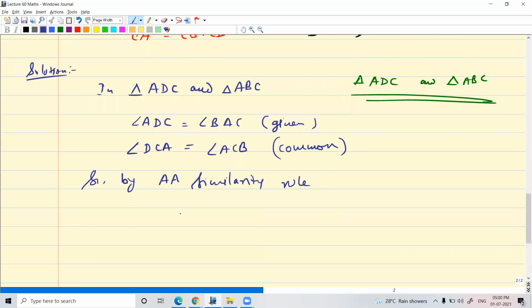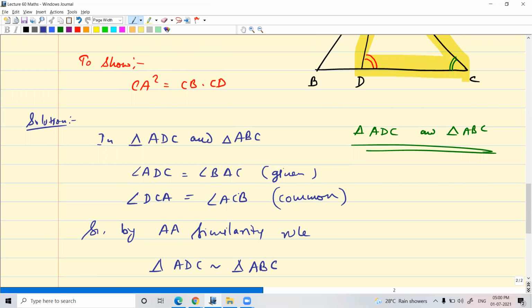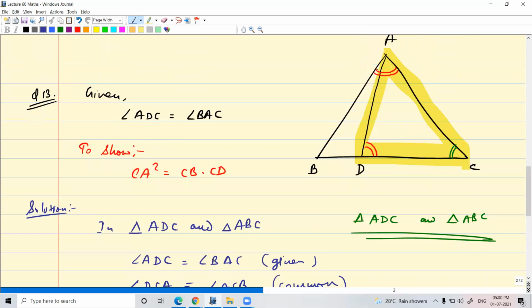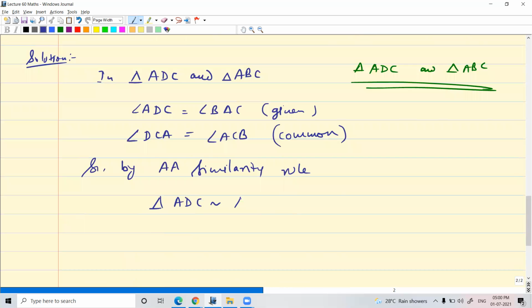So by AA similarity rule, what will happen? Triangle ADC will be similar to triangle... No, I didn't write it correctly. Did I write it correctly? ADC and so A corresponds to D in this one. So it should be ADC will be D.